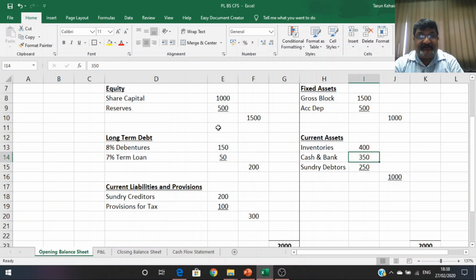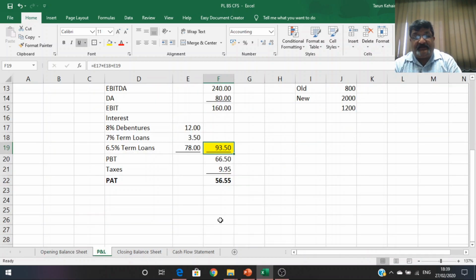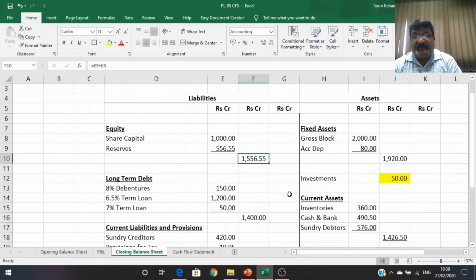If you look at your retained earnings as of the beginning of this year, this was 500 crores. During the year, the company made a profit of 56.55 crores. So if you add that to the 500 crores of opening balance, you get 556.55 crores as the closing reserves and surplus. So that, dear friends, completes the balance sheet.